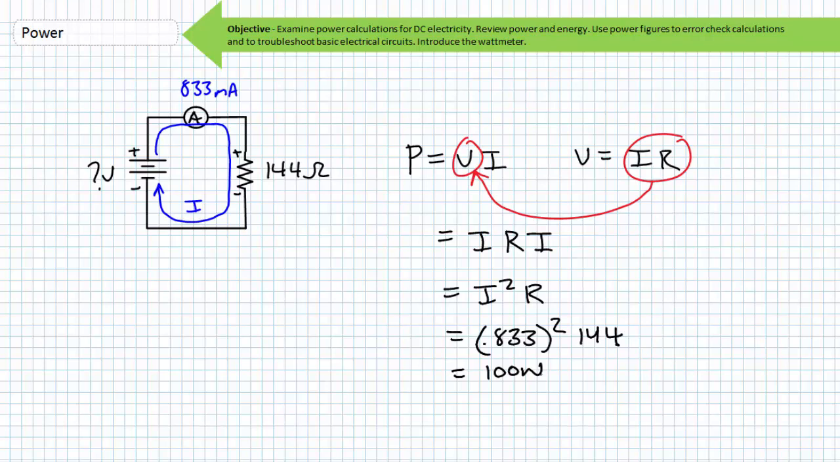Here's what's really neat about these different permutations of the power equation. You would not even need to look at the voltage supply if you're reading your ammeter. Just crank it up until the ammeter hits 833 milliamperes and the source would be at 120 volts, because that's the voltage that would supply 100 watts to our system. Power is equal to voltage times current. Power is also equal to voltage squared divided by resistance. And finally, power is equal to current squared times resistance.